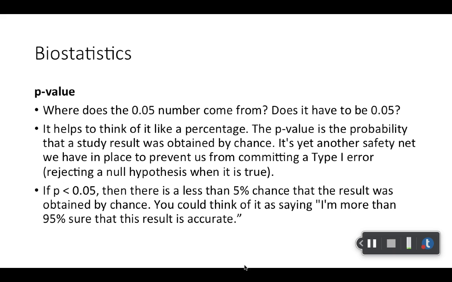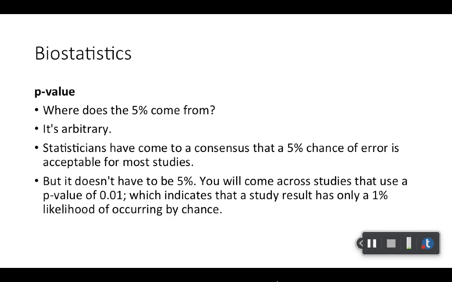So you can say, I'm more than 95% sure that this result is accurate. It's basically saying that there's less than a 5% chance that it was just a fluke and that it happened for a reason. So if paroxetine is shown to be better than placebo with a p-value of less than 0.05, then it wasn't a fluke. It's more accurate, it's more true, it's statistically significant.